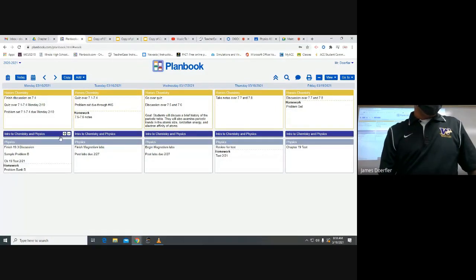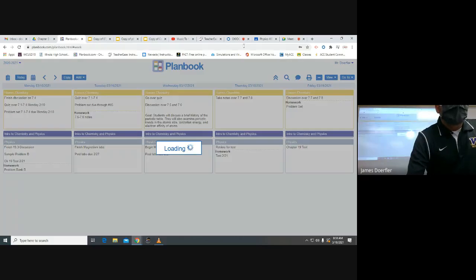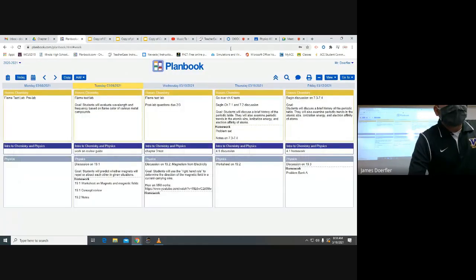This chapter is so short, I don't even have a quiz for you. What I've done is basically taken the section quizzes and turned them into just worksheets. I think that's a better option for this chapter. So next week, we're going to be done with this. We're going to get into the test next week.